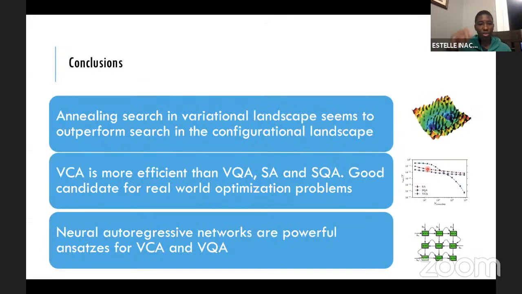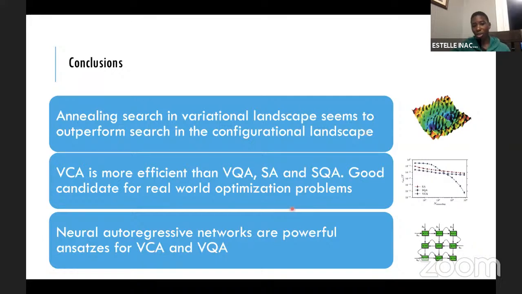So with this, I conclude that we've seen that annealing search in the variational space seems to outperform the search in the configuration space, that VCA is more efficient than the variational emulation of quantum annealing, and is more efficient than the traditional simulated annealing and simulated quantum annealing. And we advocate that it could be a good candidate to solve hard optimization problems.